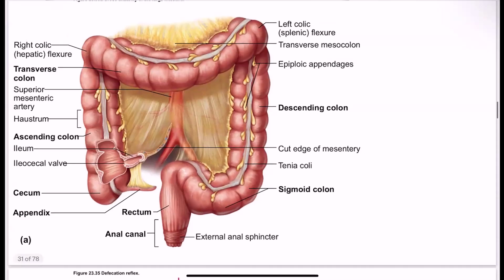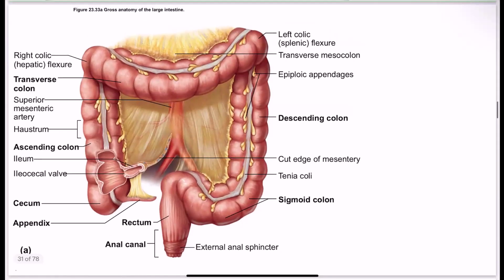Okay, back to the large intestine. How does stuff move through here? So what happens is these haustra actually contract, and it's a segmenting thing. And throughout this process, we're absorbing water. So in the large intestine, we're absorbing water.